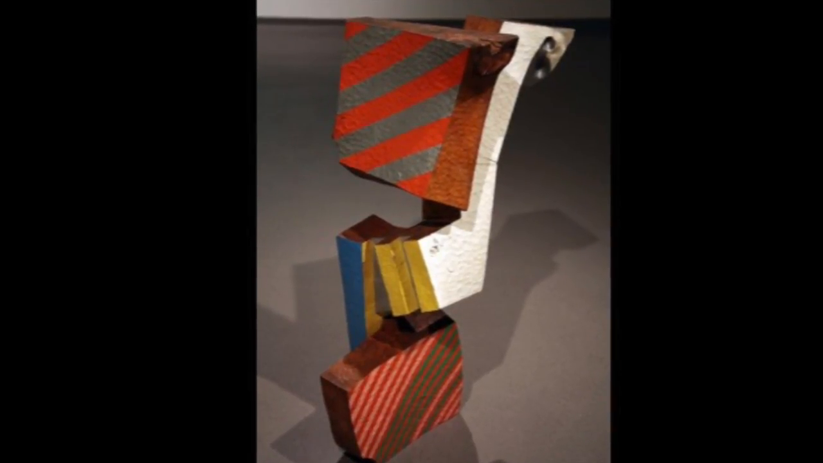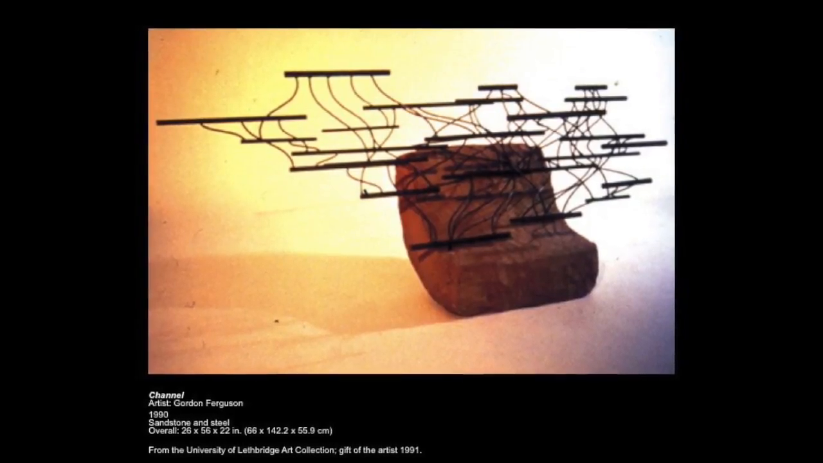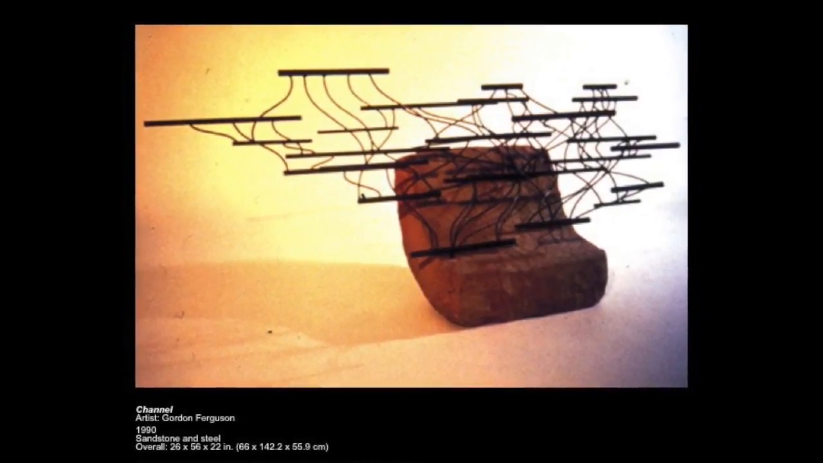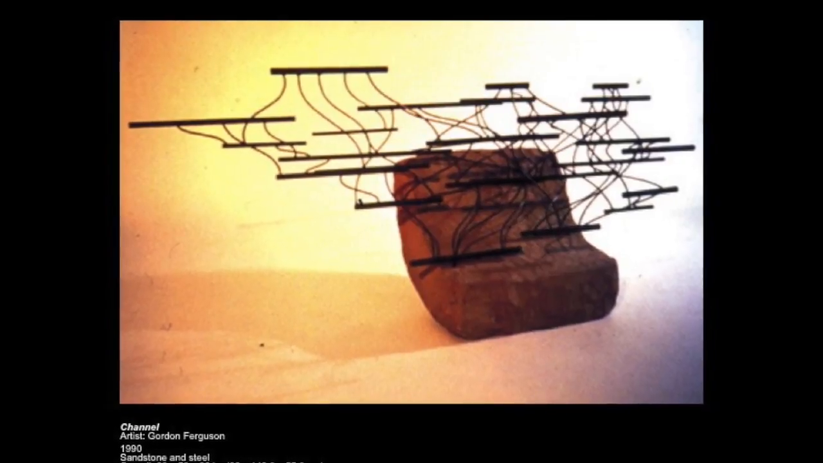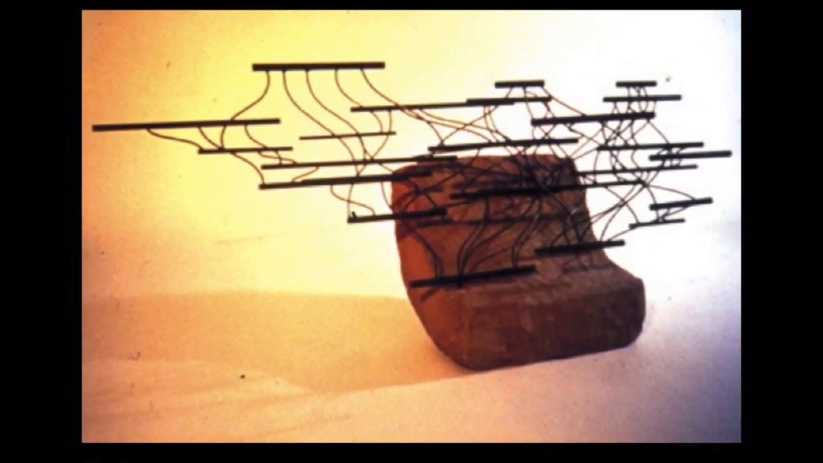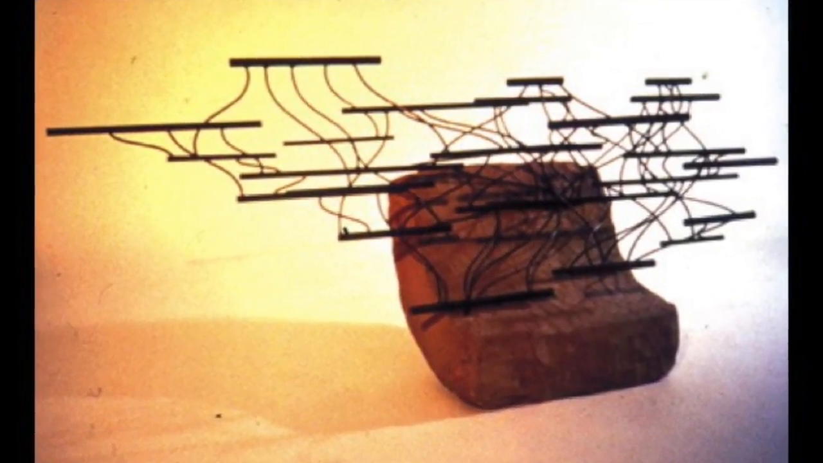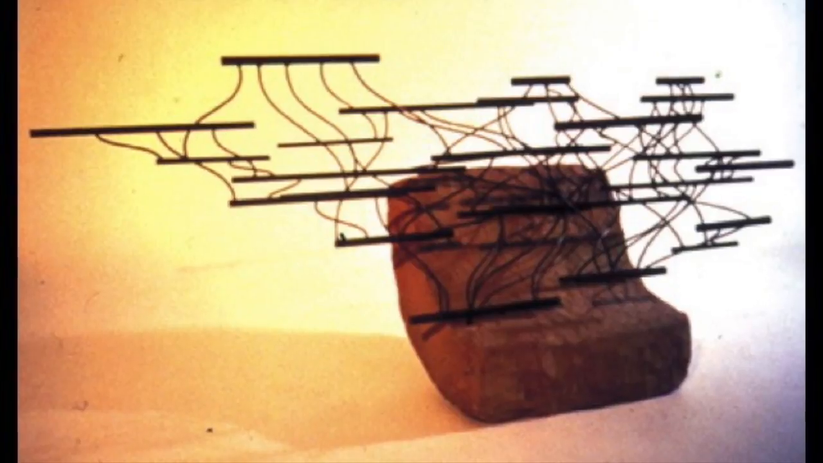This sculpture by Gordon Ferguson, titled Channel, is a three-dimensional form constructed of sandstone and steel, and is an excellent example of the use of line, both straight and curved with the use of steel, as well as the use of organic shape in the sandstone.